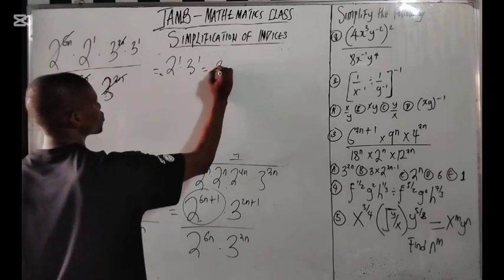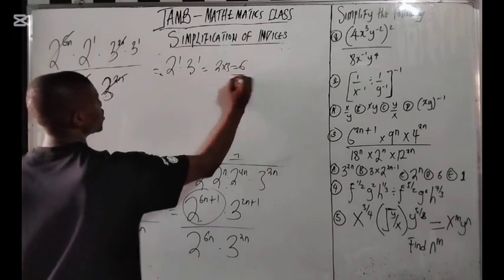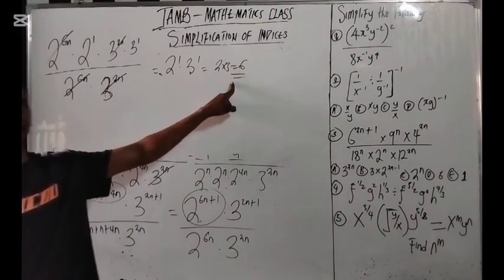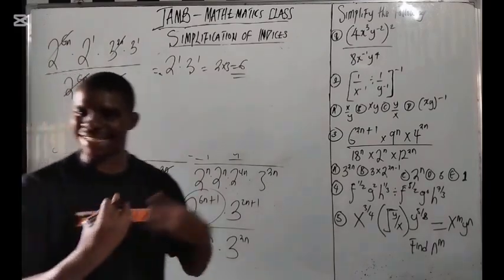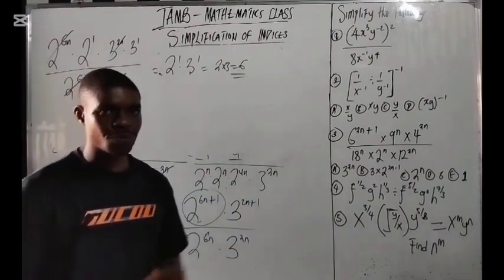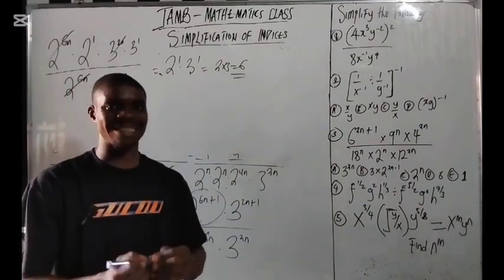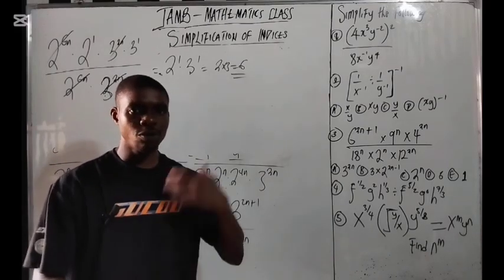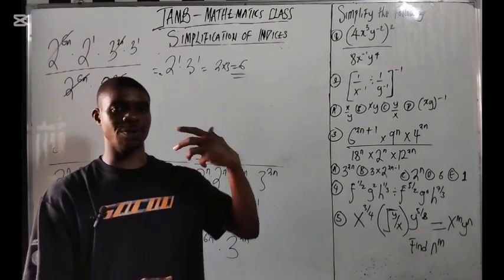Which is what? 2 times 3, which is 6. So the answer is 6. Solution is 6. So you have to take it step by step. You have to practice. How do you become good at anything? It is repetition. Keep on putting in the reps, keep on practicing.